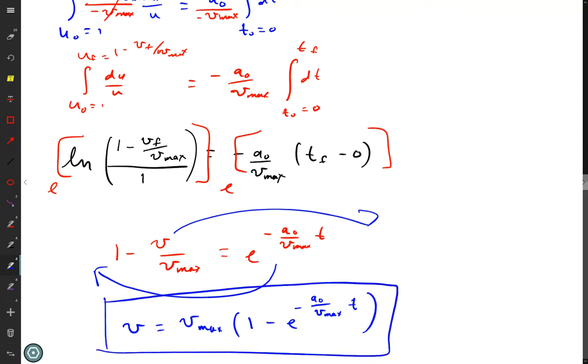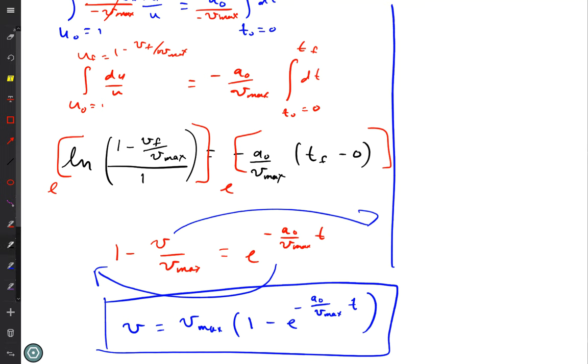So there's my speed as a function of time. I started with acceleration as a function of speed, and now I was able to find speed as a function of time. Well, now that I have this, the next step is kind of trivial. What's the acceleration as a function of time? Anyone? Can you repeat the question? Now that I found the speed as a function of time, how do I find the acceleration as a function of time?